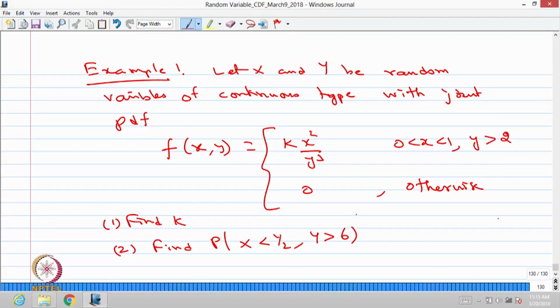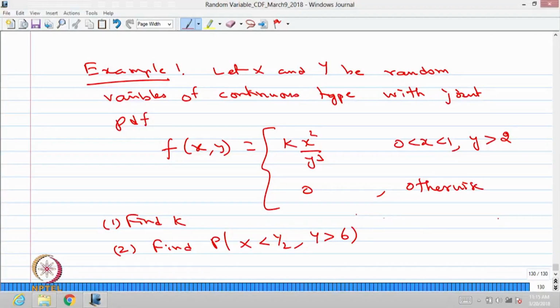It is similar to identifying the probability of x belonging to some Borel set. The third question: find out the probability density function of the random variable x. The fourth question is find out the probability density function of the random variable y. So, these are all the 4 questions for this problem. It is an easy problem.